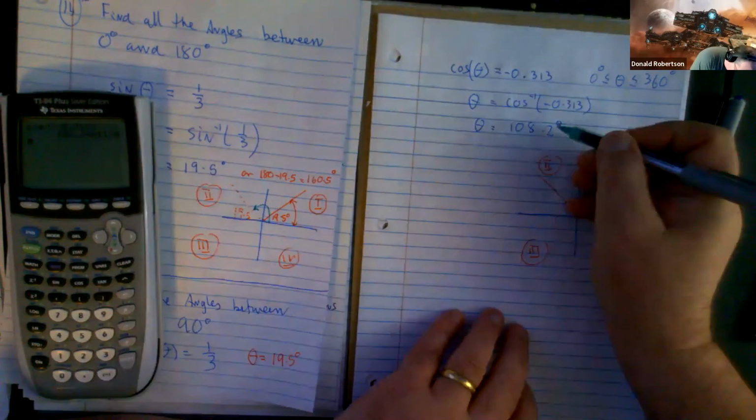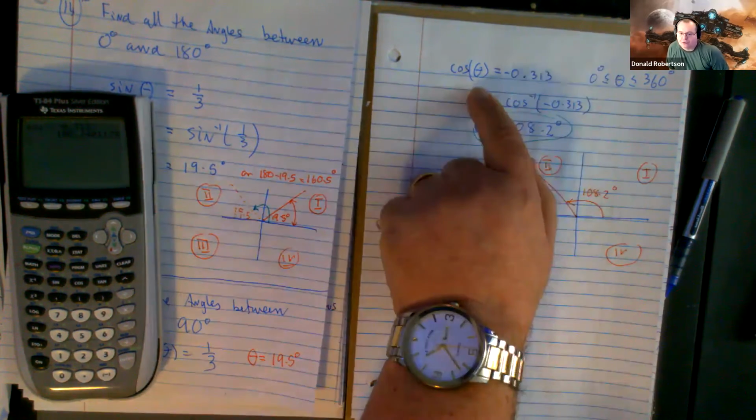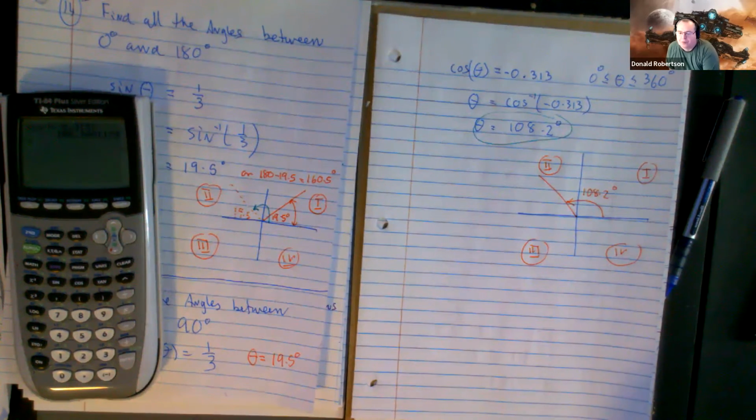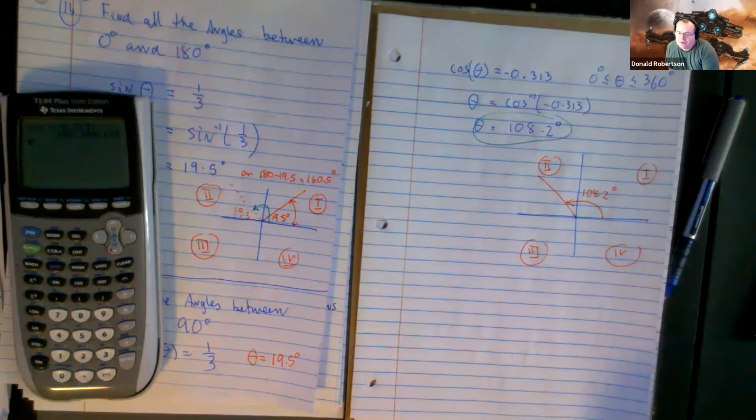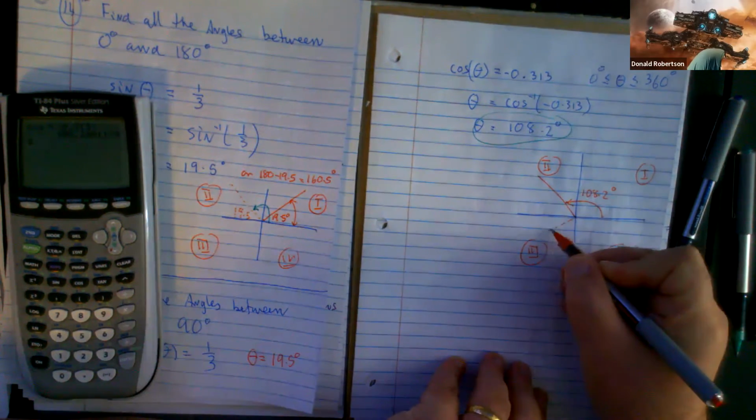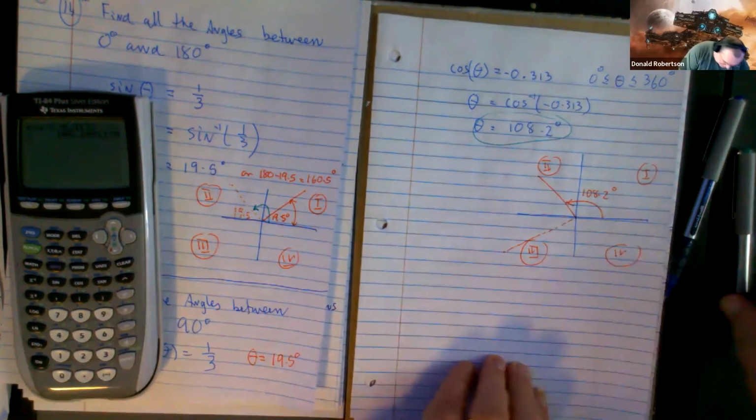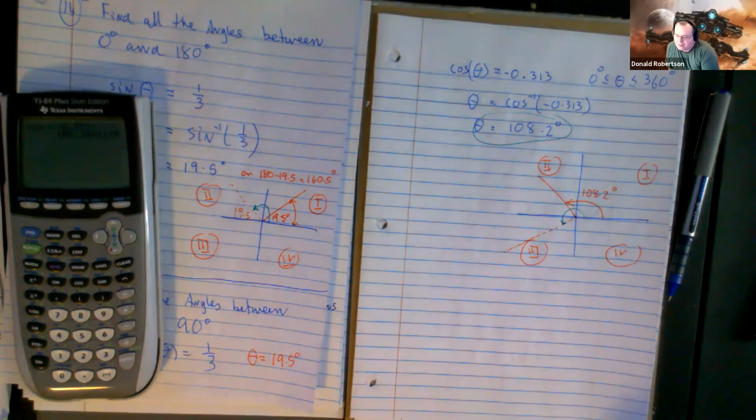Now that is correct, but there is another angle that also has the property that its cosine is negative 0.313. Which quadrant do you get a cosine that's also negative? Three. All right. Now I'll do my little dotted line guy. And the angle we want is that one, right? In the third quadrant.